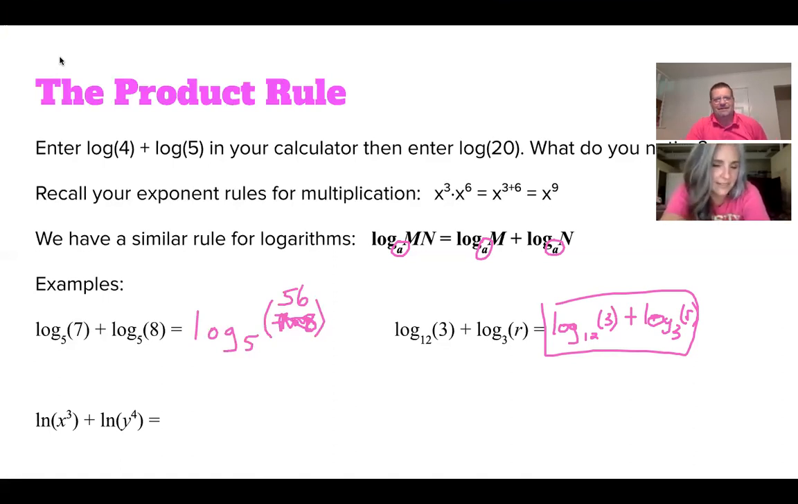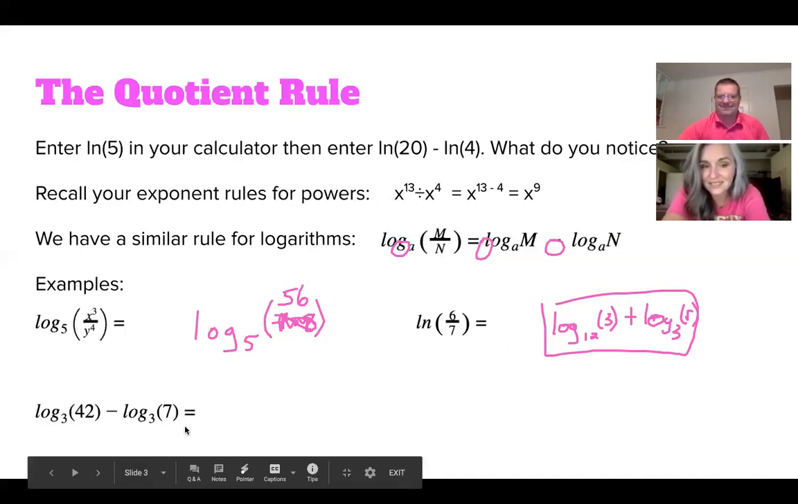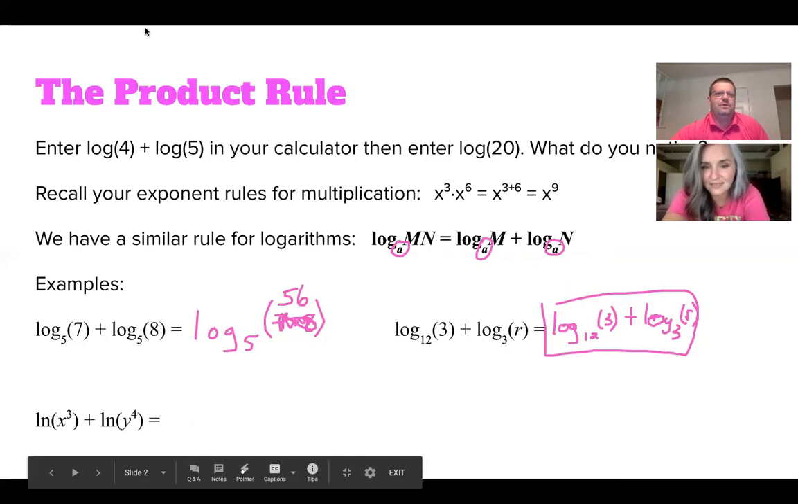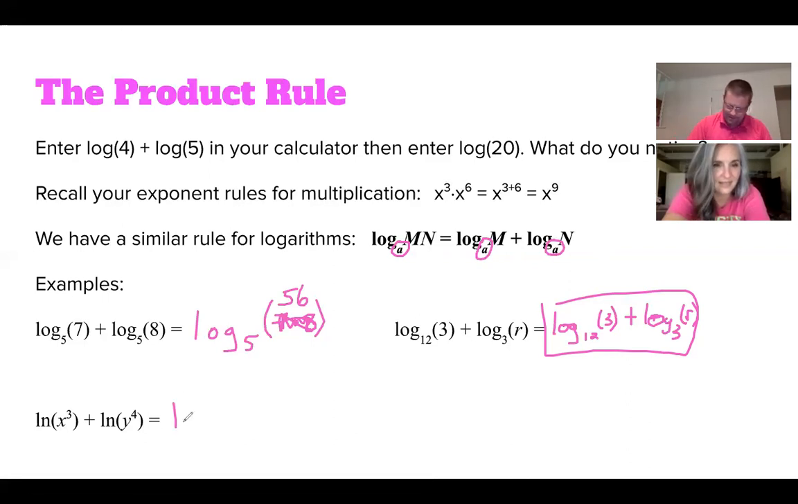All right, are the bases the same now? The base is e because it's the natural logarithm. It's the log without the mark. So this one would be the natural log. And then what do I do with those variables? I can't multiply them. Yeah, you can. I can't get 56 now. You can get x cubed times y to the fourth, though. And that's as far as I can go.